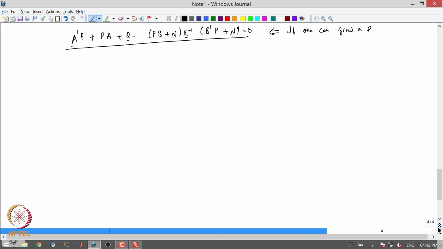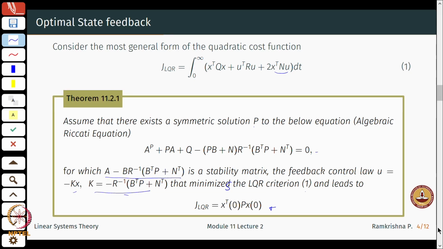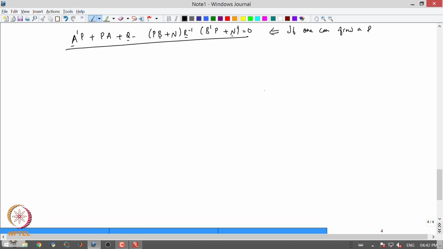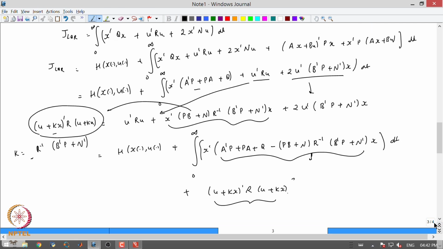Okay. So, what is my eventual aim? My eventual aim is to set this term inside the integral to 0. So, the first question is, can I find a P which sets this to 0? If the answer is yes, then what else is remaining? This entire thing will be in dt. The other term that is remaining in the integral is this guy, (u plus Kx) transpose R (u plus Kx). And I ask the question, when does this have a minimum?